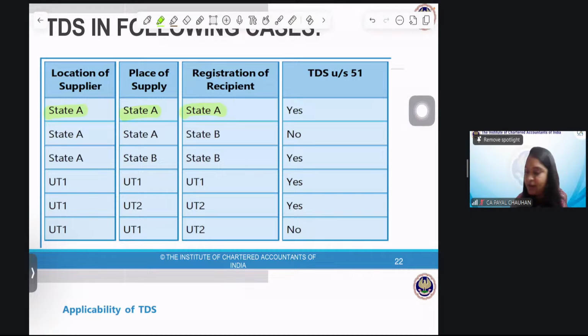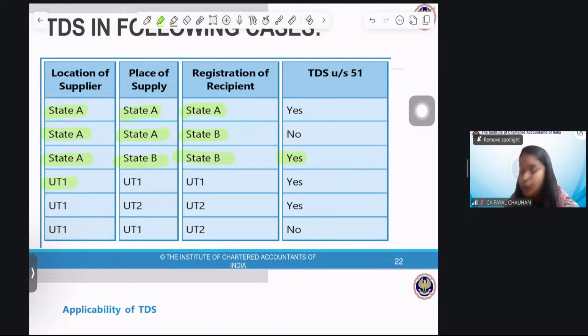Our first example, then location of the supplier. I am in state A. The place of supply is also in state A, but the registration of the recipient is in state B. Now there is the whole question. Then the TDS will not be applicable. The last third provision. Now, see. Location of the supplier, state A. The place of supply, state B. And the registration of the recipient is also in state B. Yes, because it will be an interstate supply. No issues, right?